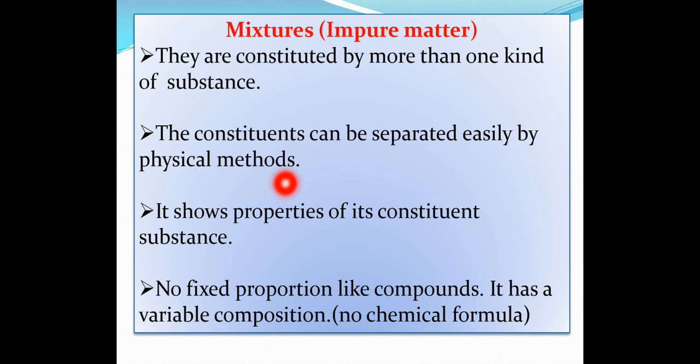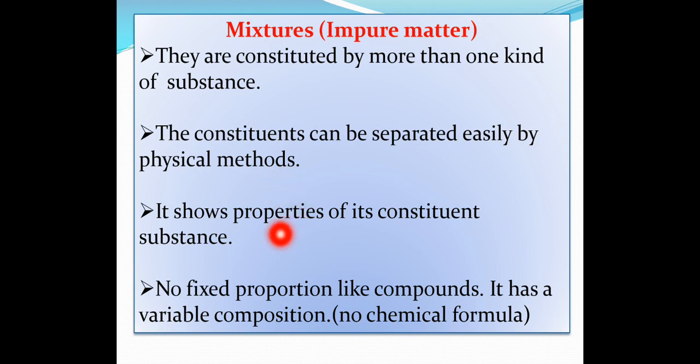Elements, they are the simpler one, they cannot be broken down into more parts. Compounds, you can break them down, but only by chemical methods. But mixtures, you can separate them by physical methods. Physical methods like sublimation, distillation. More about these methods we will study later on in this chapter.